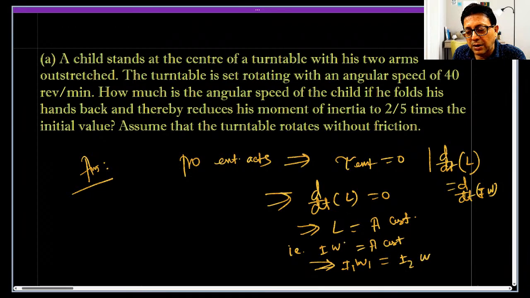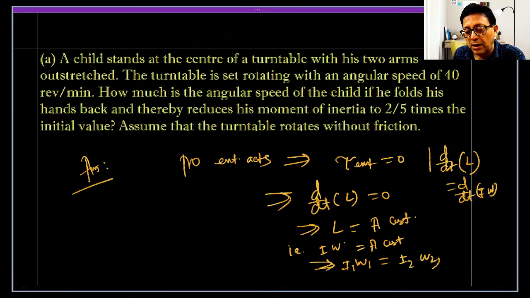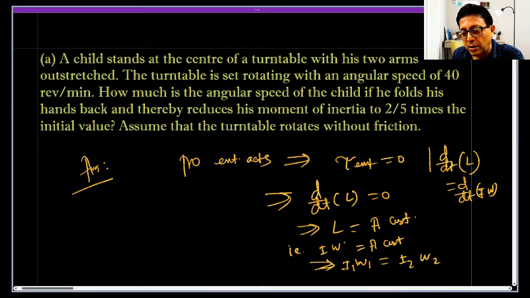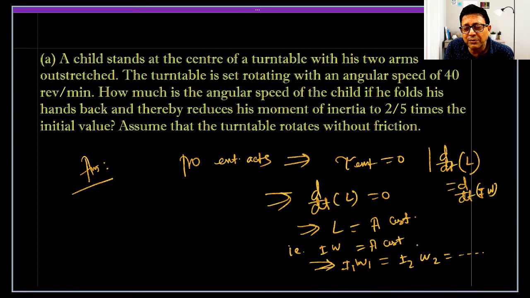I1 omega 1, I2 omega 2, like this. Okay? I into omega is a constant, these two are equal. I1 omega 1 equals I2 omega 2 in the absence of external torque, because the child himself or herself is folding the hands. No external torque is responsible for it. That's why I1 omega 1 and I2 omega 2 will be equal.